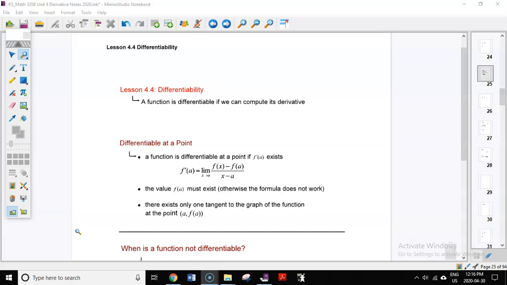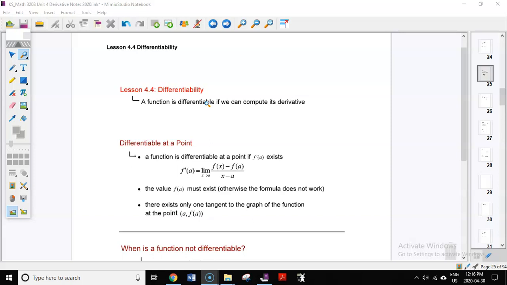Back today just to do a quick video on differentiability. So this was the section we skipped over. The reason for that is I wanted you guys to have access to the derivative rules because it makes this section go a little more smoothly.